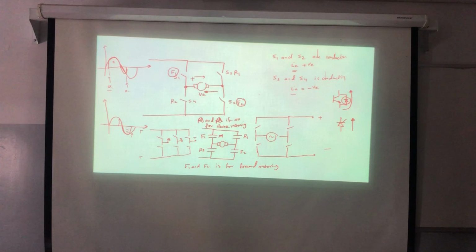S1 and S2 if I need to operate in the forward motoring. So let's say it's alpha forward. Let's assume I'm having alpha forward in order to control S1 and S2. And if I need to control in the reverse direction, then I need to control the switches S3 and S4.